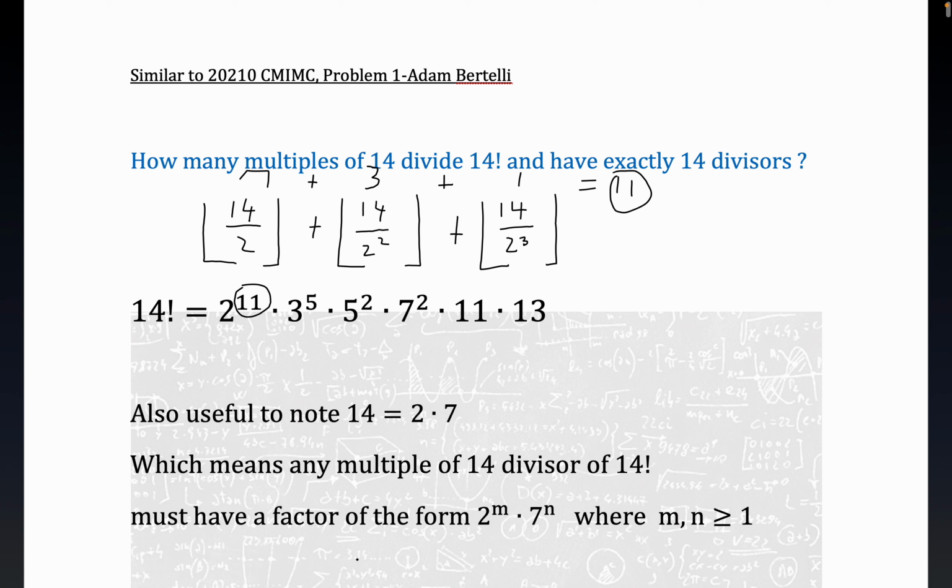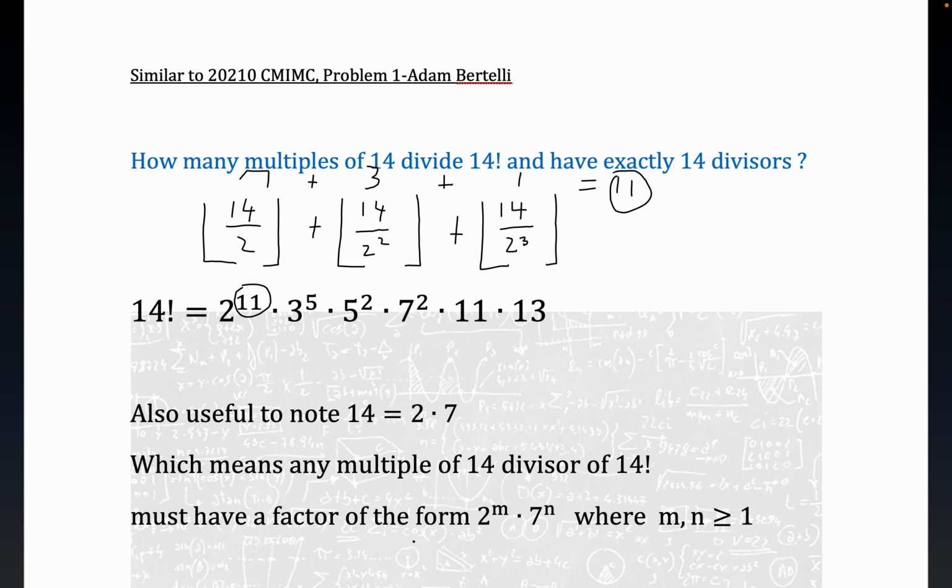It makes sense, right? Any multiple of 14 which is a divisor of 14 factorial would have to at least include this. It could include other prime factors possibly, but would have to at least look like 2 to the m times 7 to the n, where m and n are positive integers. And they have to be positive, it couldn't be 0 here, because 2 to the 0 is 1, so you wouldn't get a multiple of 14. This is guaranteed to create a multiple of 14.